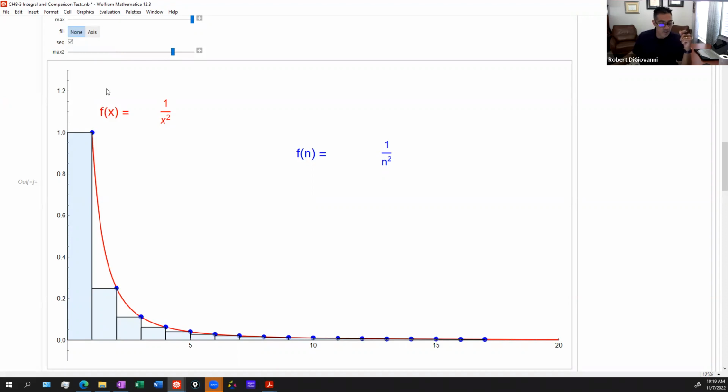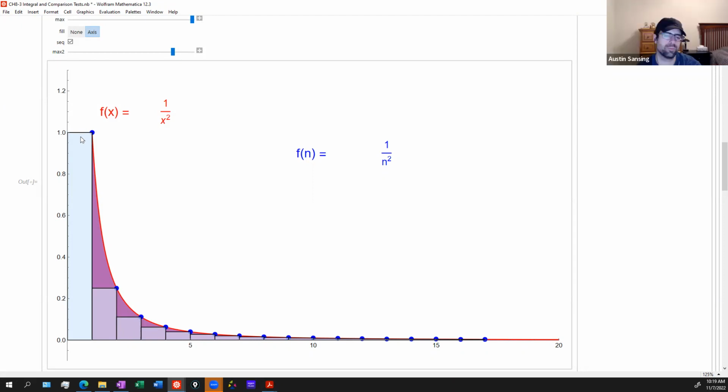But here's what I can tell you. Whatever it is, it's less than the area below the function, isn't it? The area below the function is bigger than the area of all the rectangles. Well, with the exception of the first one. This first rectangle is not underneath the function, is it? No, it's not. But remember I just said a finite number of things doesn't change the convergence or divergence? So if I just throw away that first rectangle, it makes no impact on the overall convergence or divergence of this series.